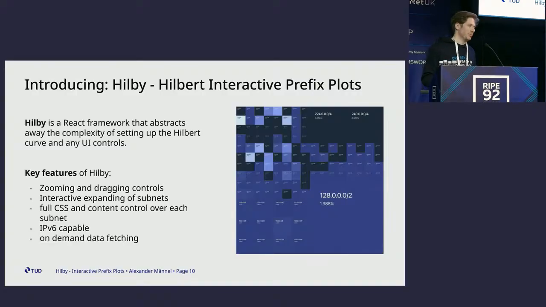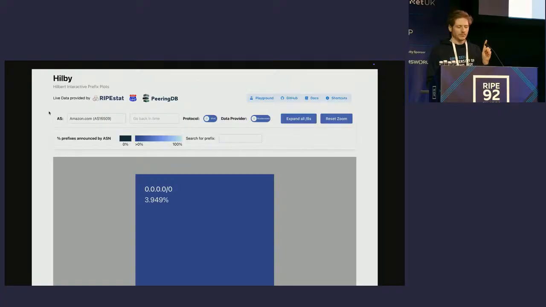And since it's running in the browser, you can do on-demand data fetching. So you don't need to pre-build these images. You can build them on the fly. You can change colors, whatever. And because I don't want to challenge the live demo gremlins, I have a little video of this, what I called expanding subnets.